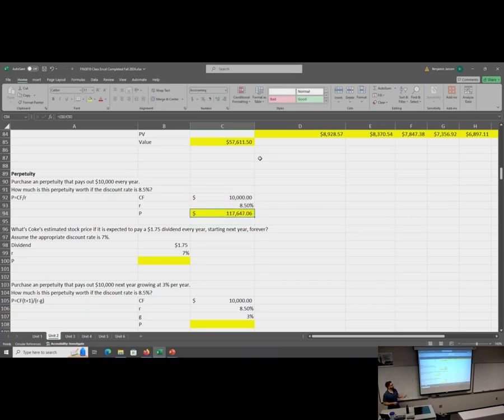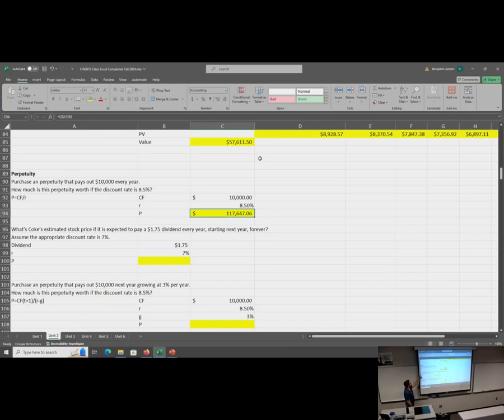Right, so an example like this is if someone's endowing, say, a scholarship at a college, they want it to pay out $10,000 a year every year, they would have to invest about $117,000 in order to make that happen. And then that scholarship fund would be paying out $10,000 every year indefinitely. Right? This is one of the tools that are used to help fund scholarship programs at universities.